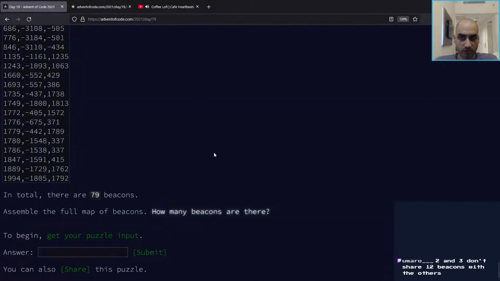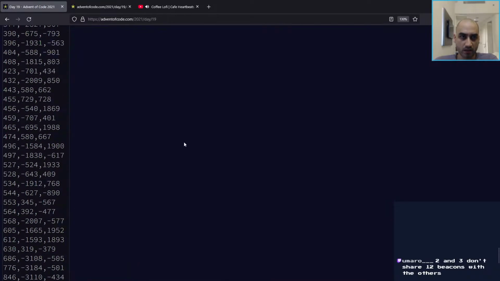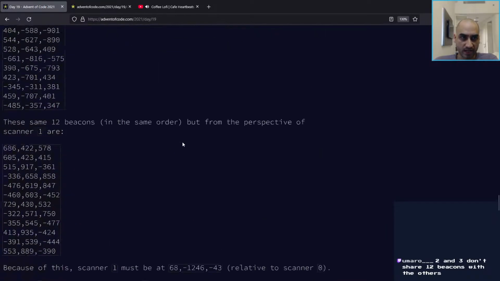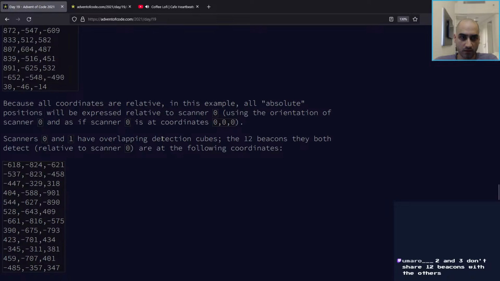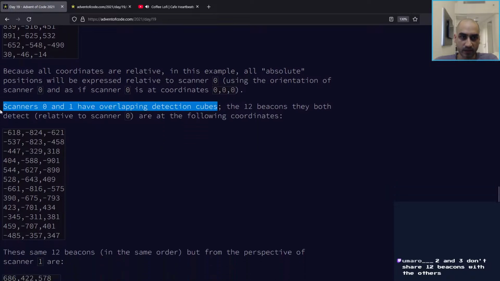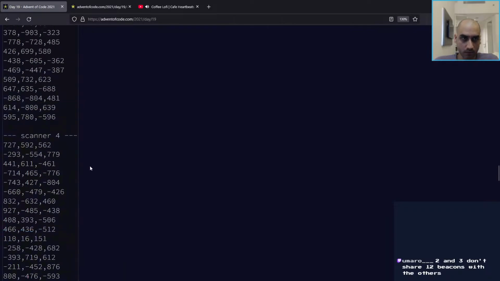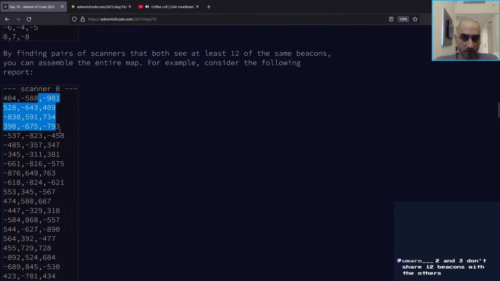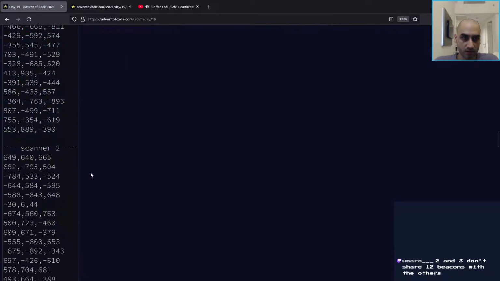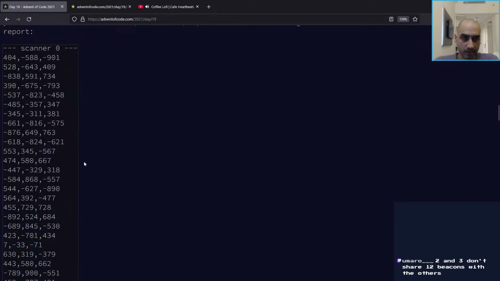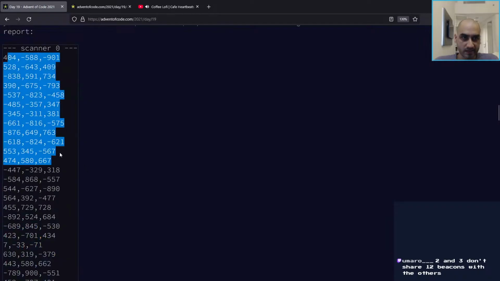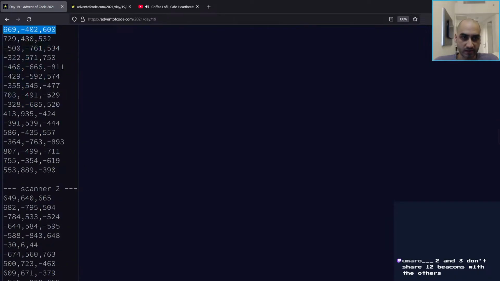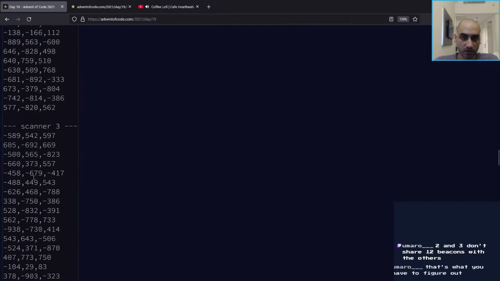2 and 3 don't share 12 beacons with the others. Why? How do we know any of them share any with any? I don't get where they got the first sentence from. Like, these are just arbitrary numbers. Why is it any more likely that 0 and 1 have common beacons than 1 and 2 or 2 and 3? That's what you have to figure out.